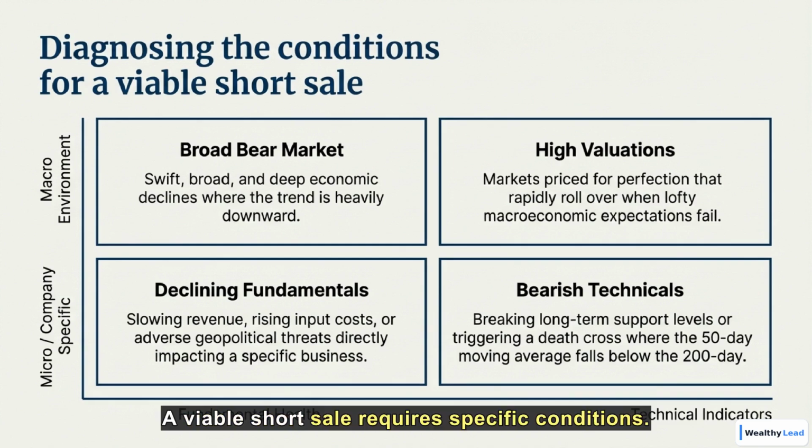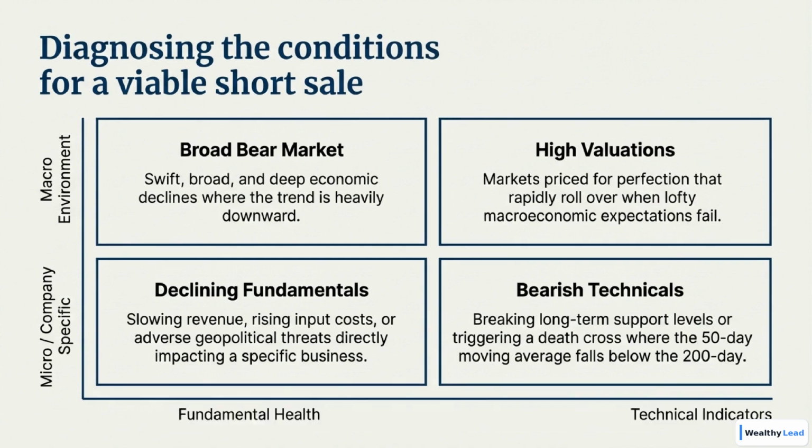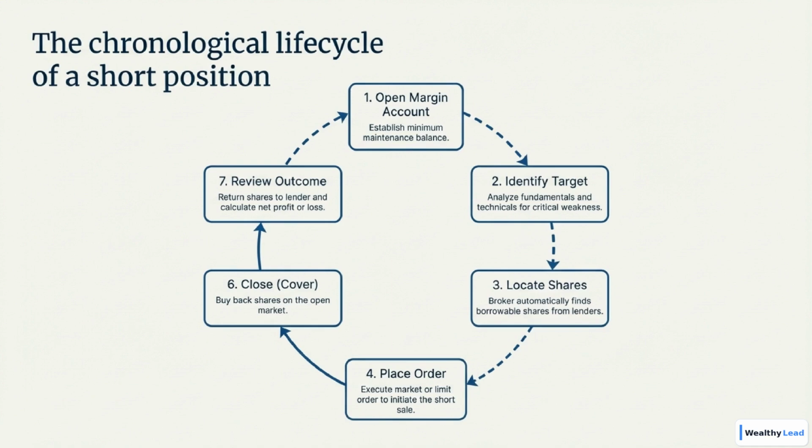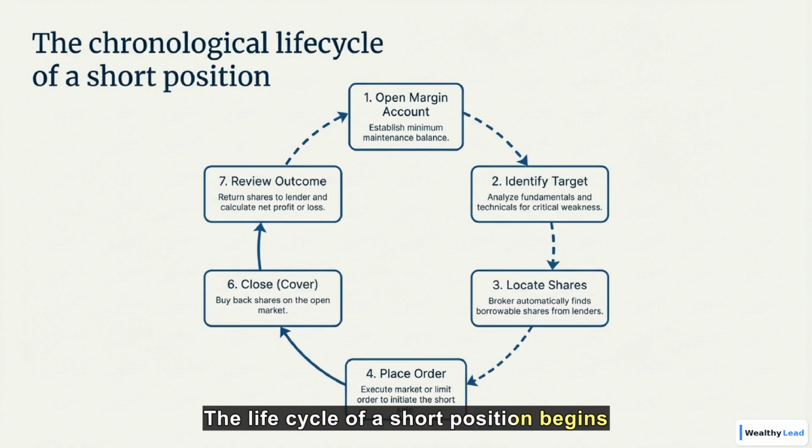A viable short sale requires specific conditions. These can include a broad bear market or high valuations at the macro level, and declining fundamentals or bearish technical indicators at the micro level. The life cycle of a short position begins with opening a margin account and identifying a target. It involves locating shares, placing an order, closing the position by buying back shares, and finally reviewing the outcome.